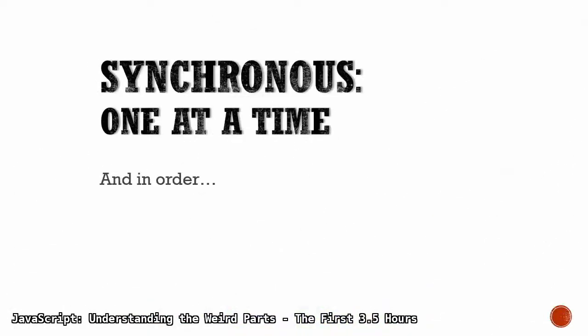Synchronous. This is very similar to single-threaded. Synchronous meaning, in the purposes of programming, one at a time. Not two at a time or three at a time, but one line of code being executed at a time, and for our purposes, in order. So the code is executed one line at a time in the order that it appears. And that's it. Single-threaded synchronous execution, meaning that in JavaScript, only one thing is happening at a time.